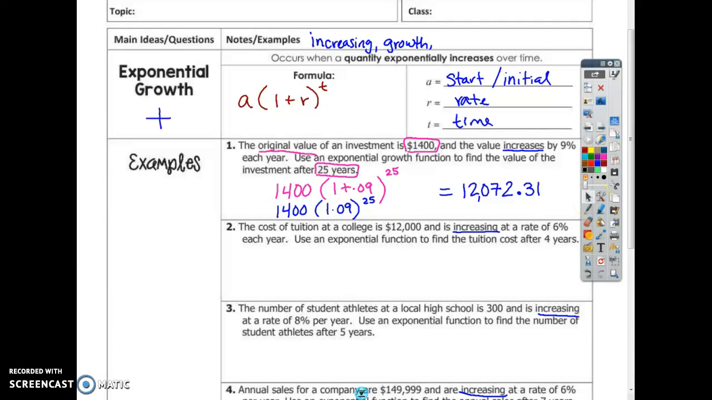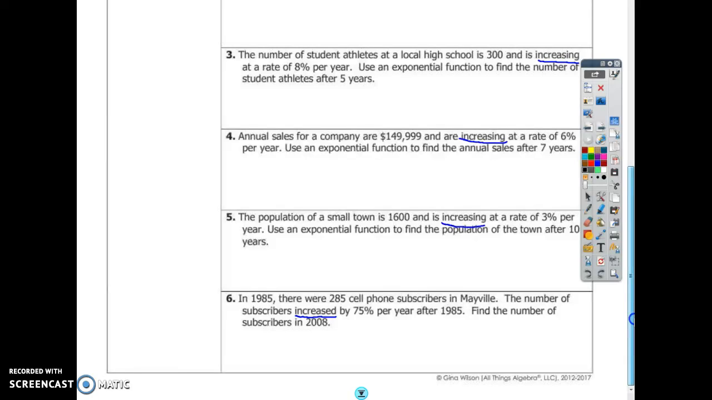Okay, so you're going to do the rest of this page just like that. I'm just going to show you real quick problem number 6, okay, because it's talking about years, and we're starting in 1985. So whenever they tell you to find the number of subscribers in 2008, you need to know the difference from 1985 to 2008. How many years passed from 1985 to 2008? So you can do 2008 minus 1985. How many years is that? 23 years. So really that's the time that I'm looking for.